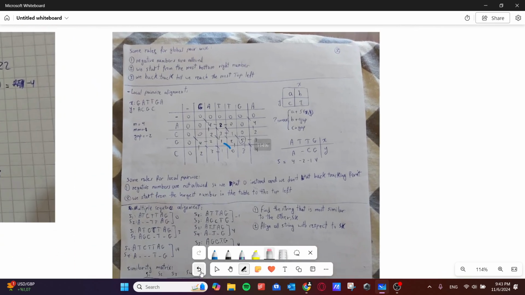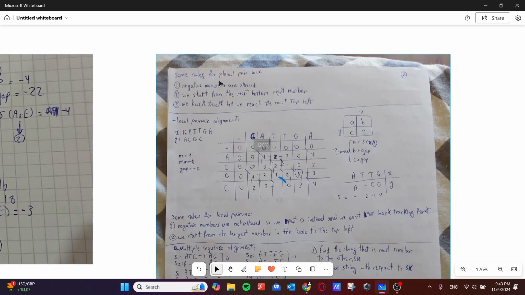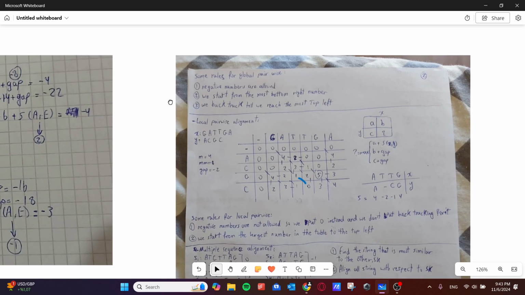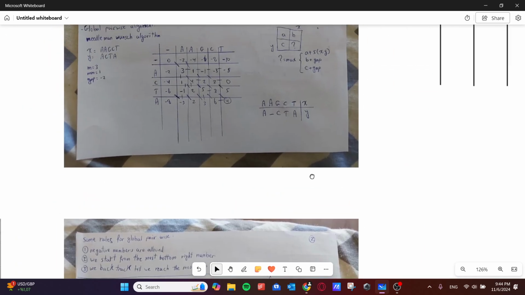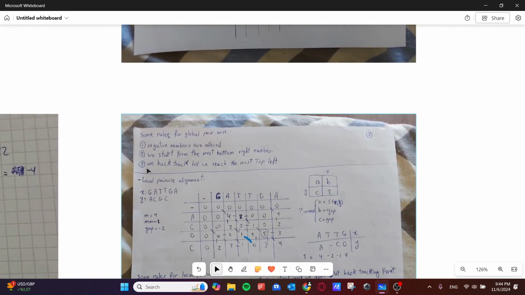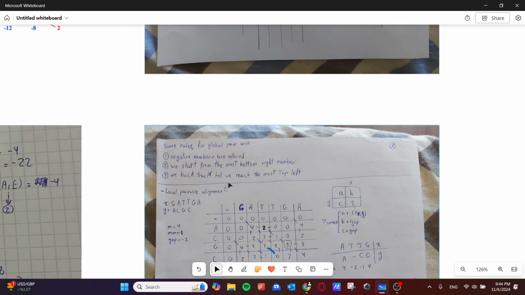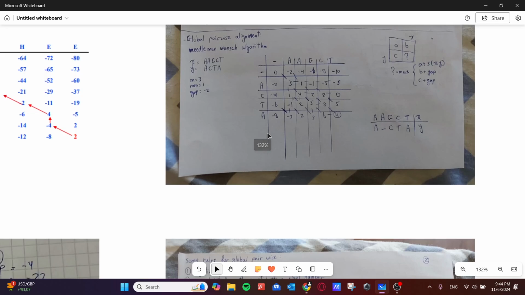Okay, so here we have some rules for the global pairwise alignment. So first of all, negative numbers are allowed. We'll see why I've put this here, because in the local pairwise alignment, the negative numbers are not allowed. The second rule, we start from the most bottom right number. We always mark it, as I've said. We backtrack till we reach the most top left.